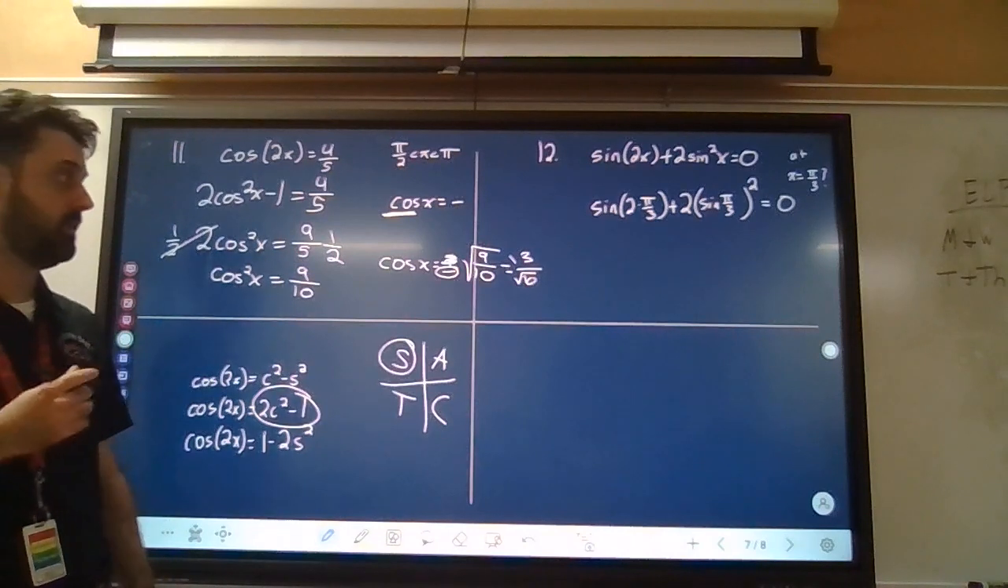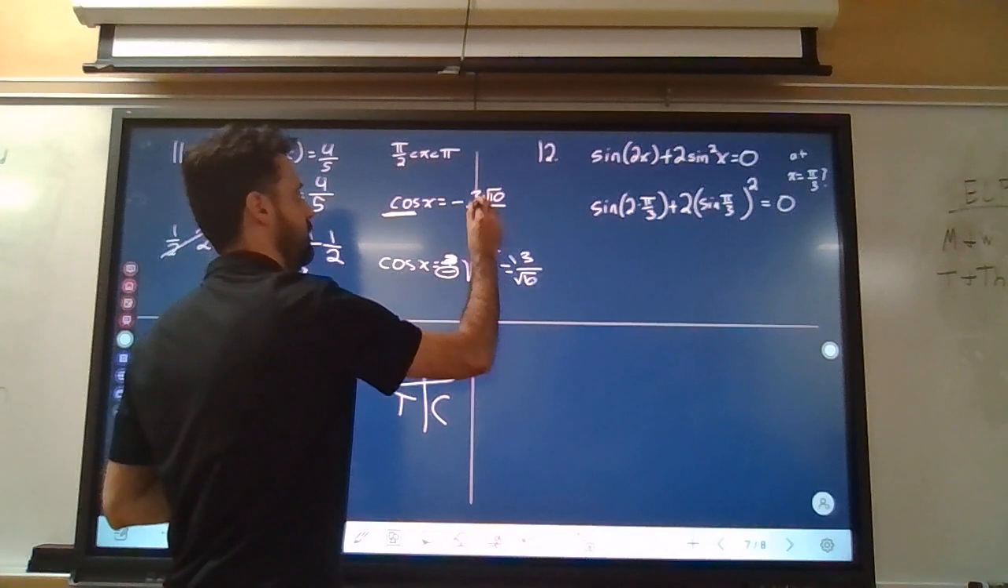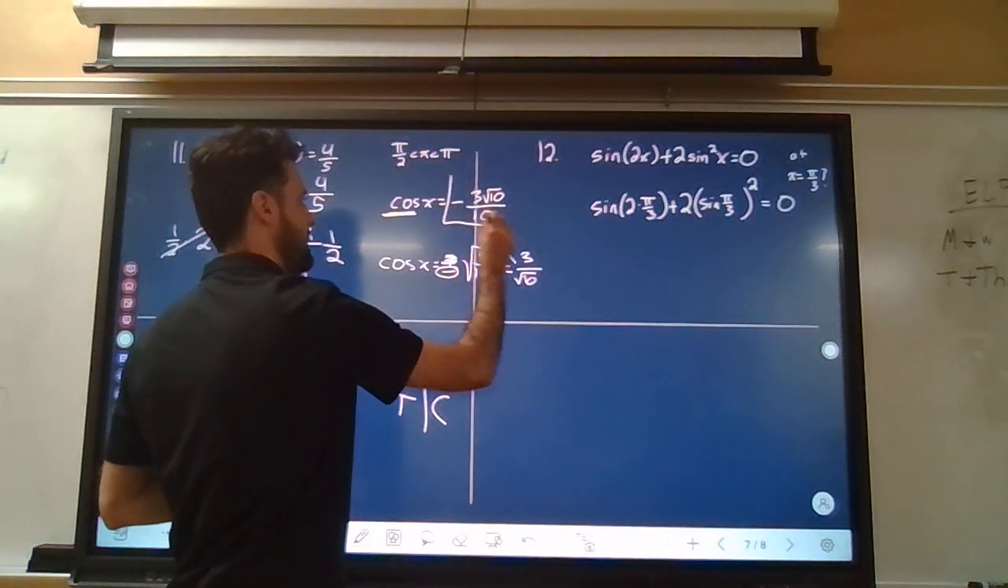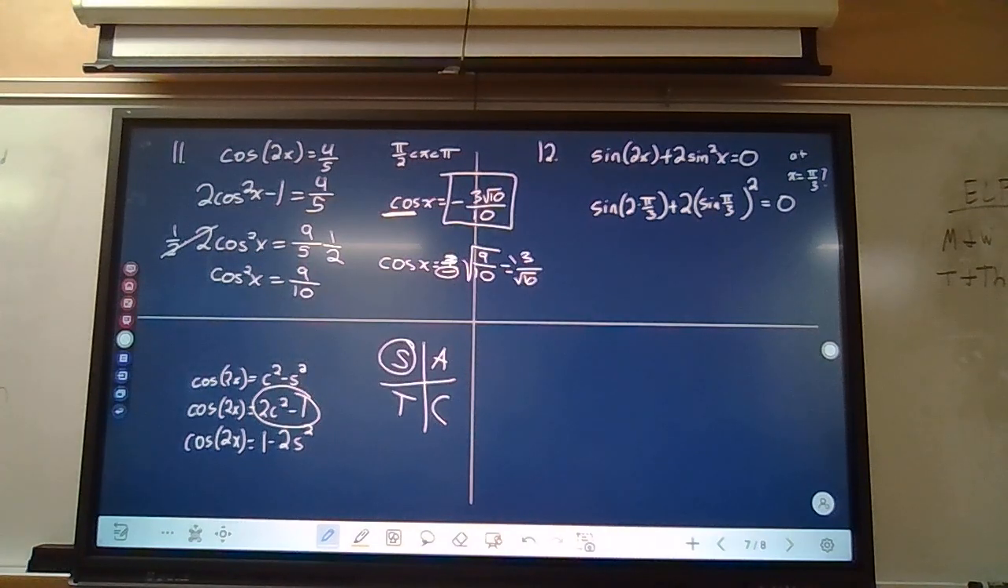Negative 3 over the square root of 10, which if we rationalize, gives us negative 3 times the square root of 10 all over 10. Okay, this is our answer. So number 11, that's a tough question.